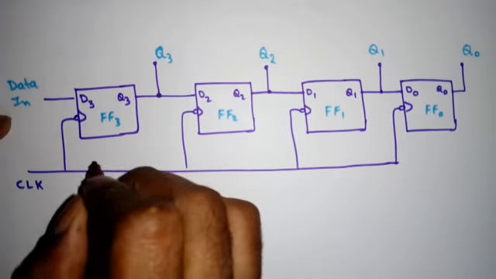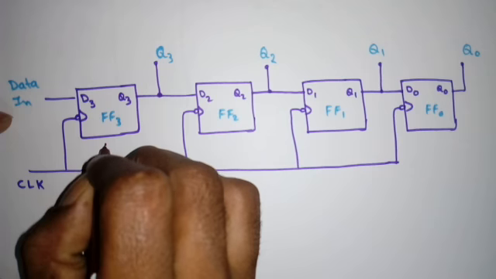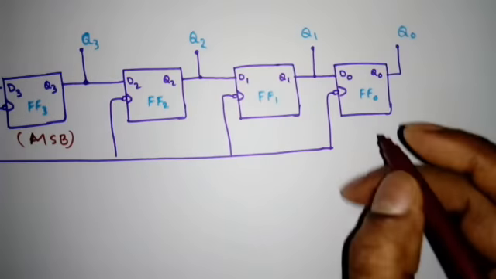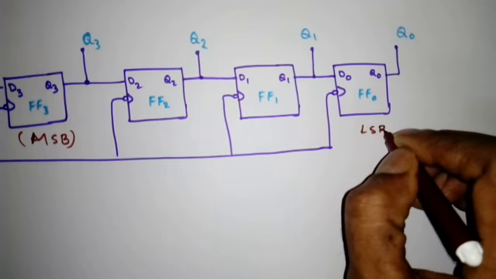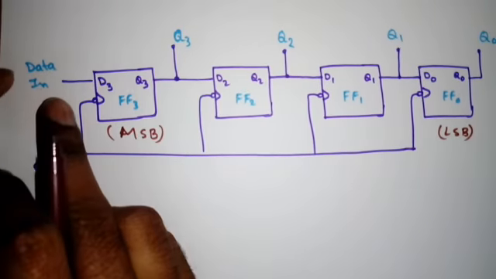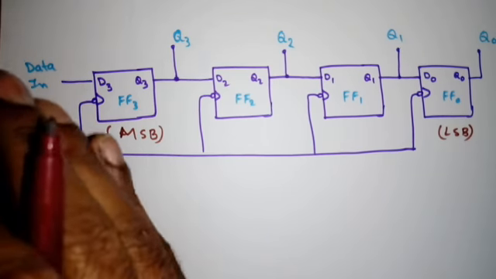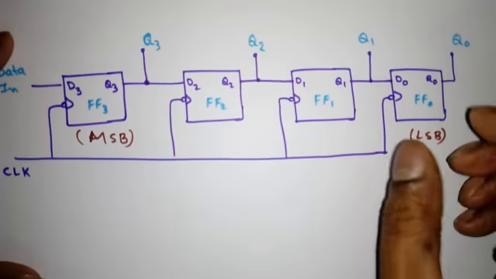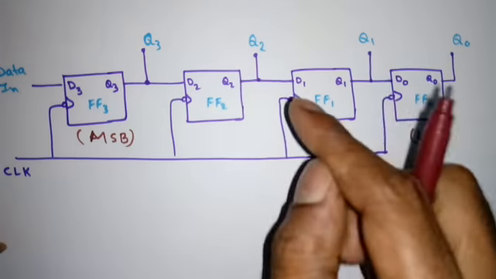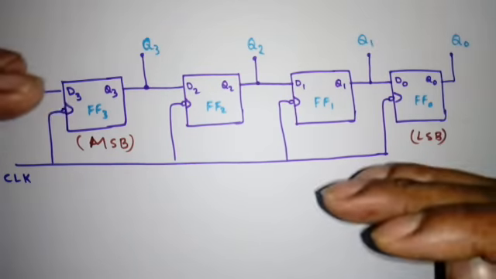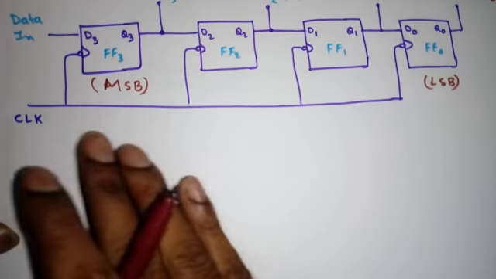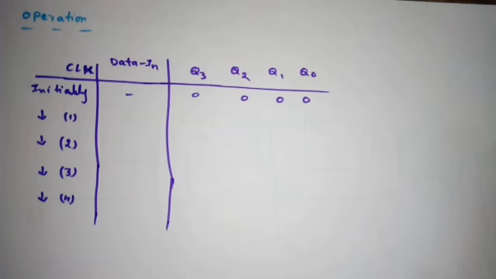So generally the first flip-flop always gives the MSB, that is the most significant bit, and the last flip-flop will give the LSB, that is the least significant bit. Right? So data will be applied at the first flip-flop 1 bit at a time, and that will be shifted towards the last flip-flop. And the moment the data is stored, the data will be taken out in parallel. So that also we will see how. Now we will see how it performs the serial in, parallel out operation using this table.